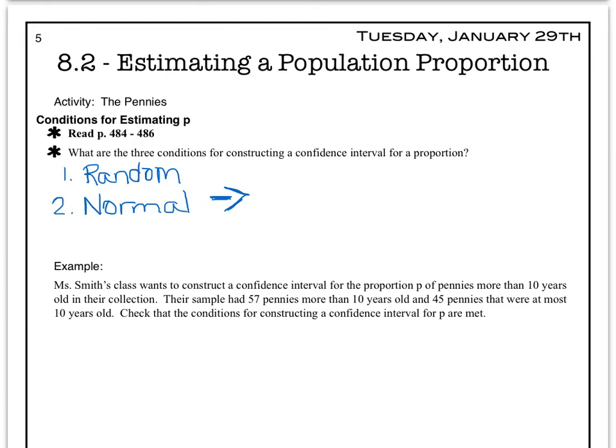2, normal. Remember from last chapter that we have a method for checking whether or not the sampling distribution of p-hat is normal. That's to say that n times p must be greater than or equal to 10, and n times 1 minus p must be greater than or equal to 10. Hopefully you're looking at this formula and going, but wait a minute, we're estimating p, so at the moment we don't know what that is. Well, for this purpose, we can use p-hat. We say it's normal if n times p-hat is greater than or equal to 10, and n times 1 minus p-hat is greater than or equal to 10.